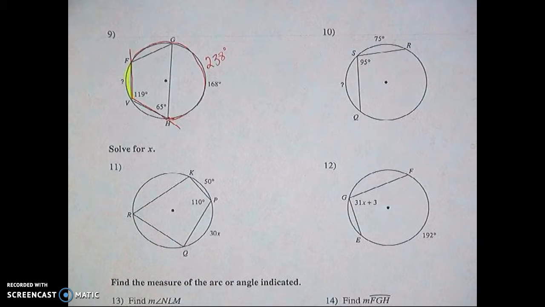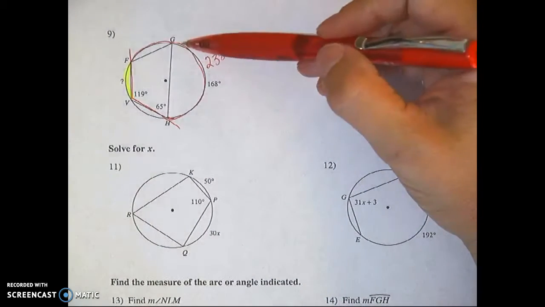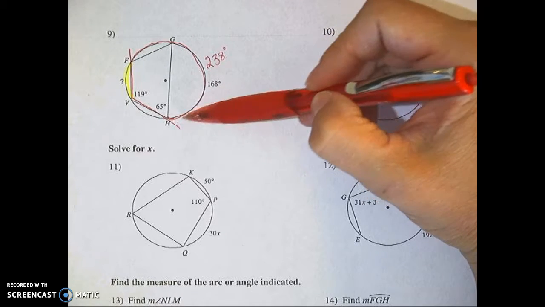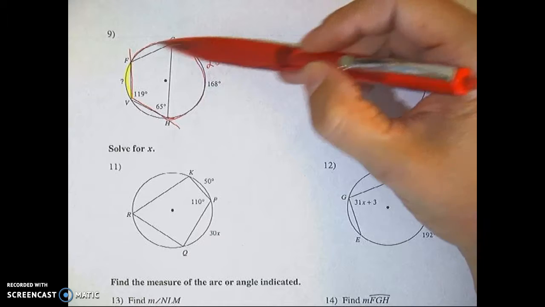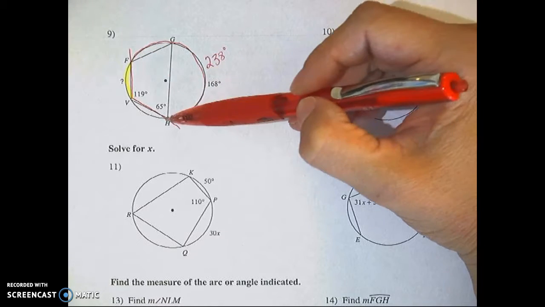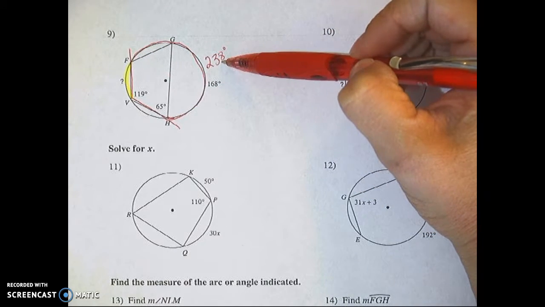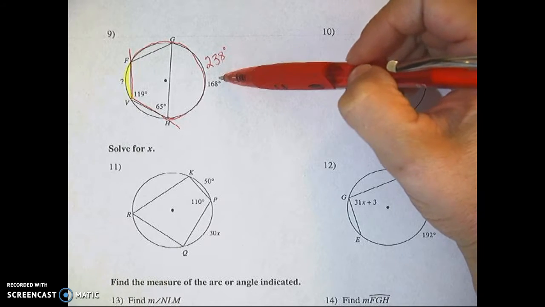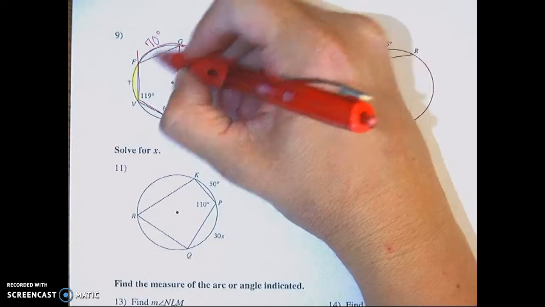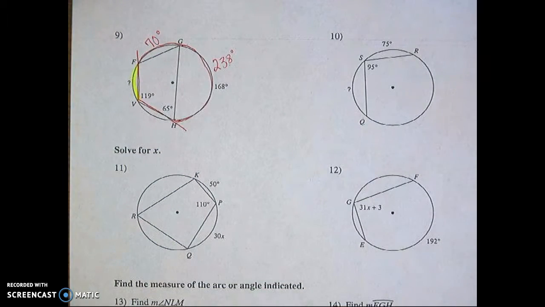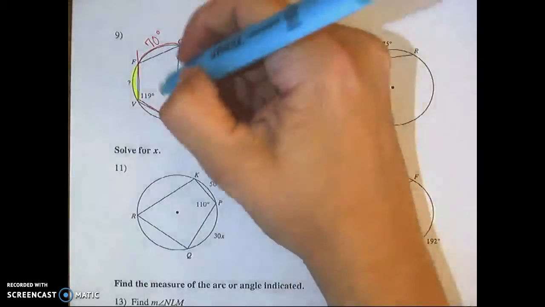Well, if I look at what I have left here, I know that this piece of that arc from G to H is 168 degrees. The whole thing from F to G to H is 238. So if I subtract these two, that's going to give me what's left right here, the FG part of that arc, which is 70 degrees. 238 minus 168 is 70.